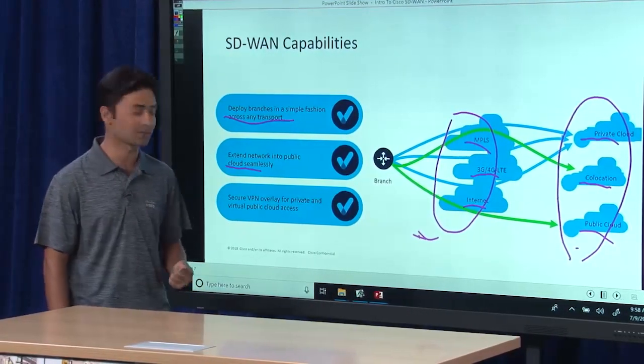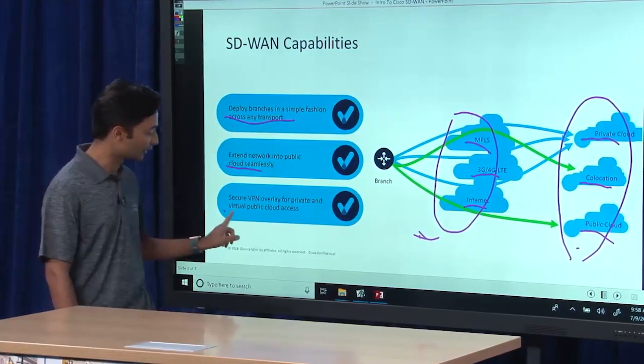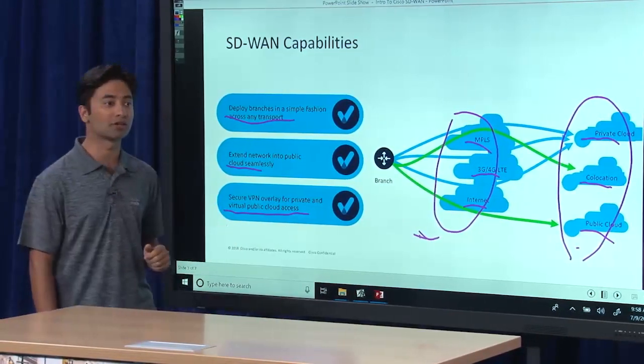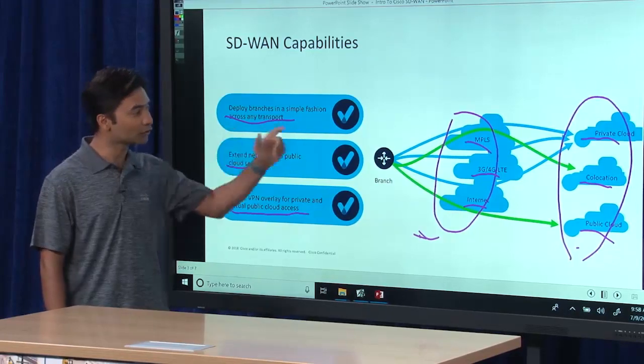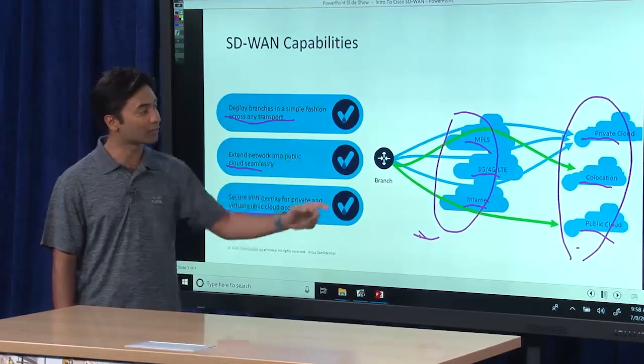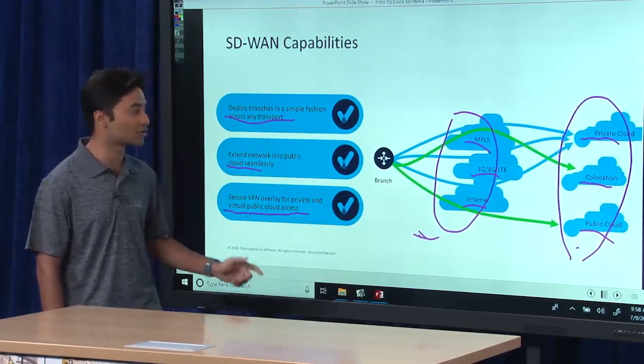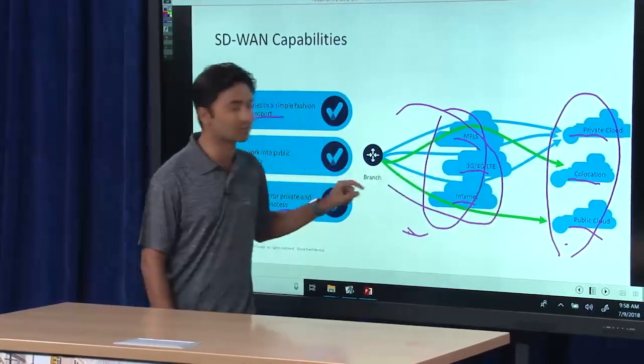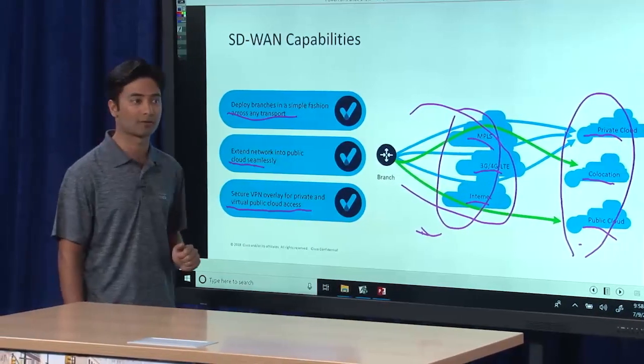And then finally, remembering that security is paramount. No matter what transports we use, no matter what endpoint we go to consume the application, everything has to be encrypted, has to be secure.